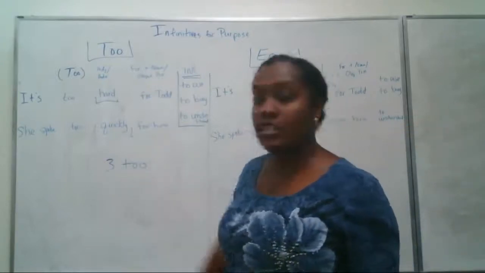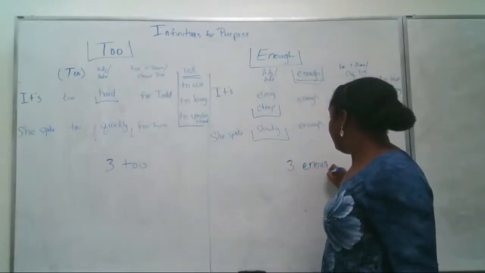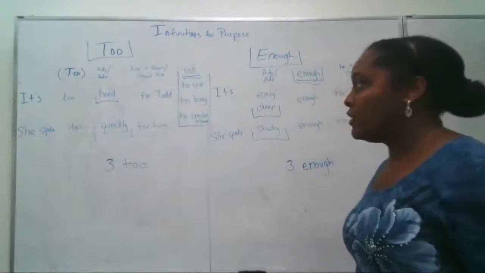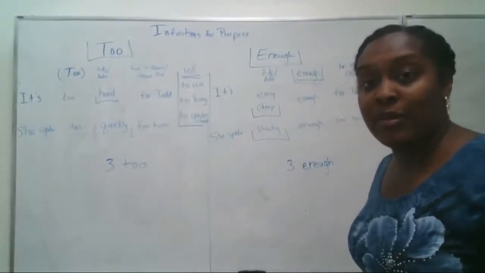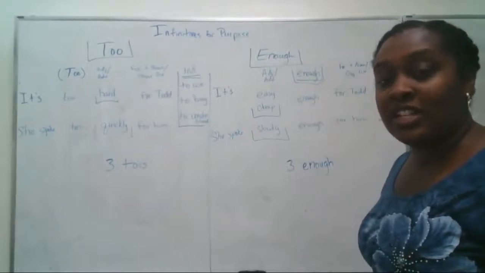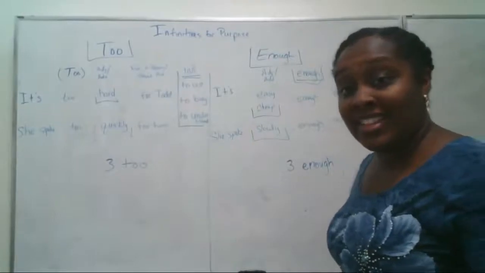So I want you to find three too and three enough. Okay? All right. Three sentences with too, three with enough. But be creative, be funny. Don't let your sentence tell the whole story. Okay? And we're going to use it tomorrow in class.